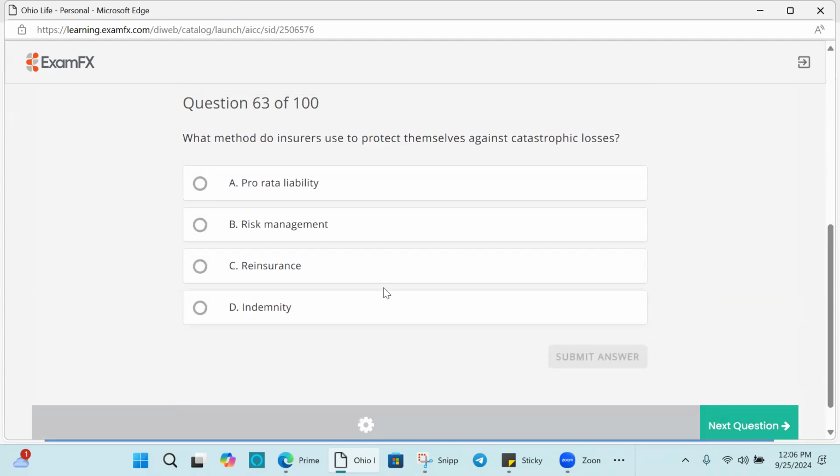What method do insurers use to protect themselves against catastrophic losses? Let me call this guy. Excuse me, Colonel. I want to make sure this guy knows what he's doing.